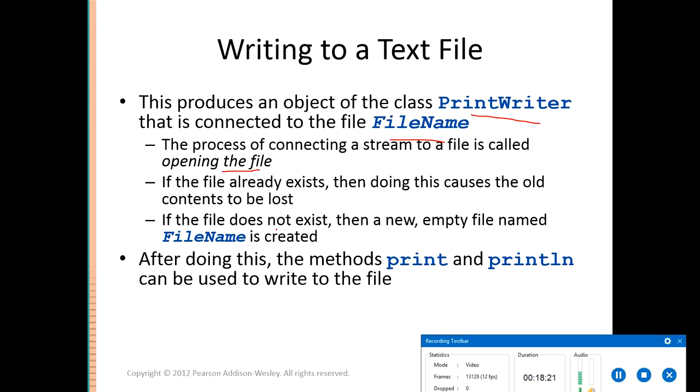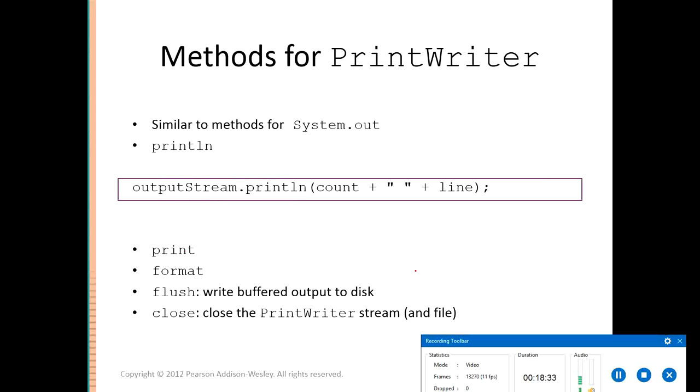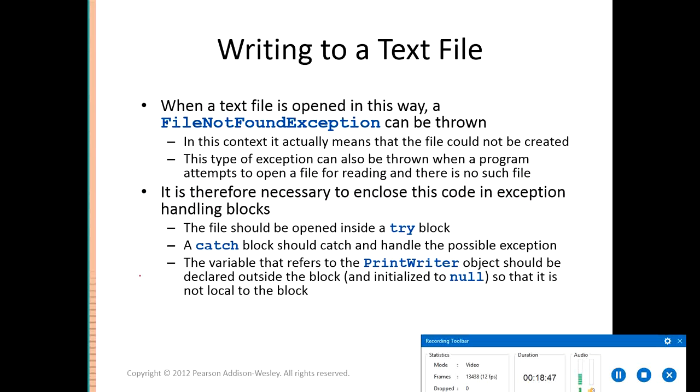Now, if the file does not exist, then a new empty file with that file name will be created, and after this you are going to use the methods print or println to write into the file. Just like system out, you can use the println methods. We have many more methods also, like print, format, flush and close. We are going to discuss more about this.